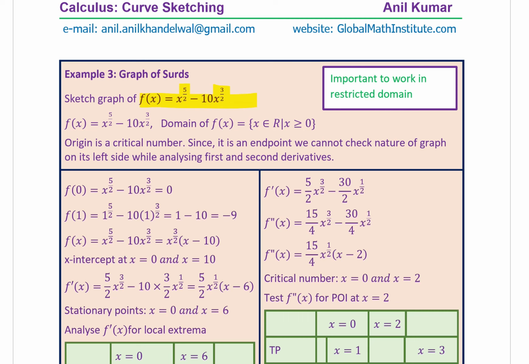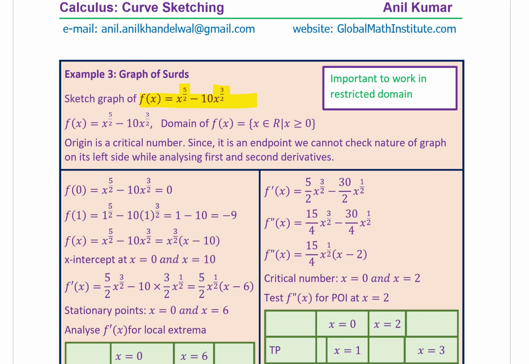Once again, the algorithm to follow is kind of the same. You need to find the intercepts, and the best thing is you need to find the first derivative, analyze the first derivative for local maximum and minimum, and find the second derivative, which will give you the concavity and the point of inflection. So we'll focus more on analyzing the first and the second derivatives in this particular case, right?